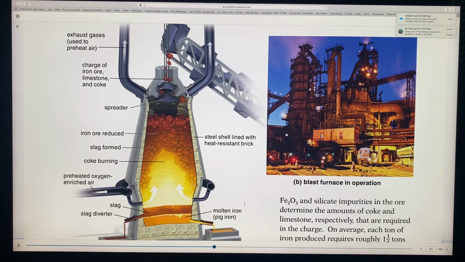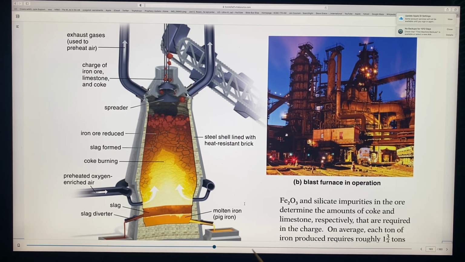And it has the steel outer shell with the heat, and 5,000 tons of iron are produced per day from the iron ore. So the top of it is iron ore, and most blast furnaces would use coke. What is coke? Coke is carbon. Just remember that. Coke is carbon.